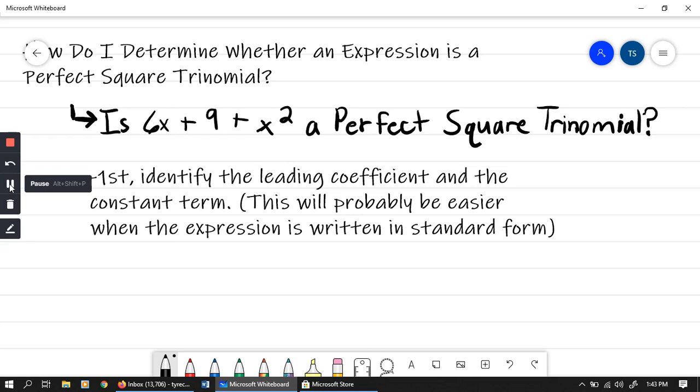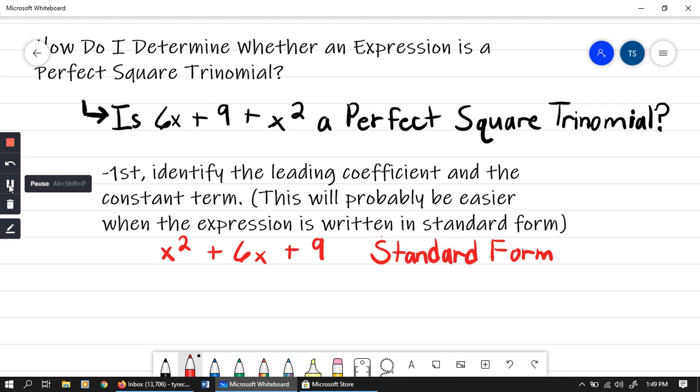So let's say we were trying to determine whether or not an expression was a perfect square trinomial. Let's look at this expression right here. We're asked, is 6x plus 9 plus x squared a perfect square trinomial? The first thing you want to do is identify the leading coefficient and the constant term. This will probably be easier when the expression is written in standard form. Remember that the standard form for a polynomial is where the exponents are ordered from highest to lowest. So first we're going to write this in standard form, and then we're going to identify the leading coefficient and constant term.